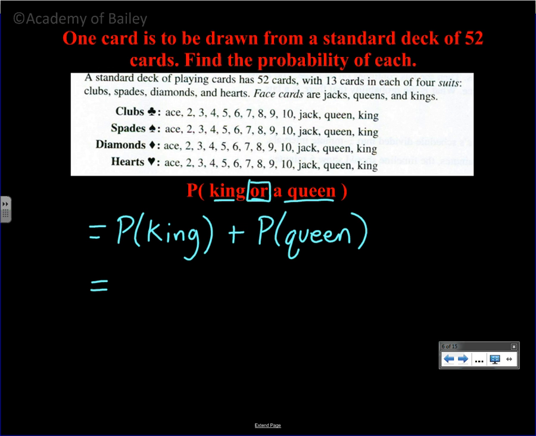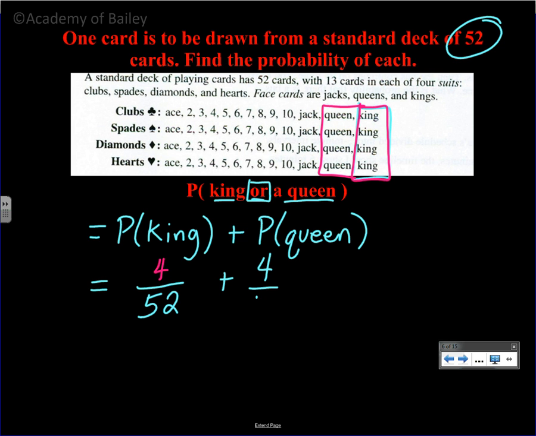Probability of a king. Well, if we look, let me use a different color so you can see it. How many kings are in the deck? There are 4 kings. And how many cards? 52. 4 out of 52. We're going to add that to the probability of a queen. Well, queens are right beside the kings. There are 4 queens in the deck out of 52.